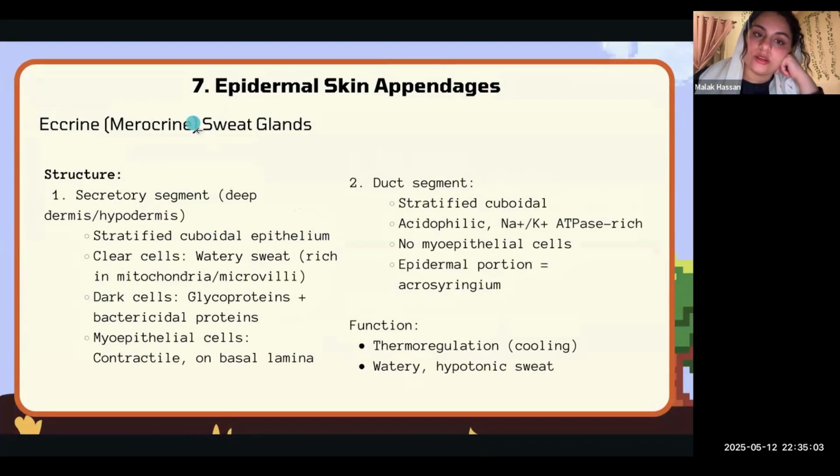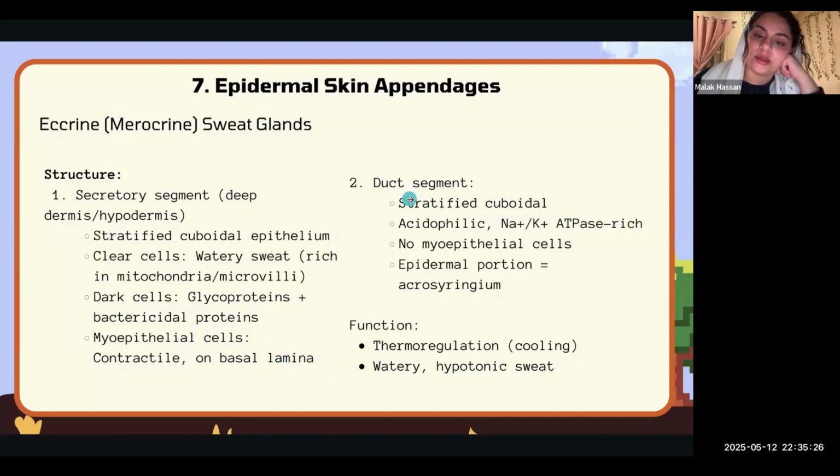And what are their parts? The structure is there's a secretory segment, which is stratified cuboidal epithelium, and it has clear cells which form watery sweat. It has dark cells which have glycoproteins and bactericidal proteins, and myoepithelial cells which are contractile on the basal lamina.